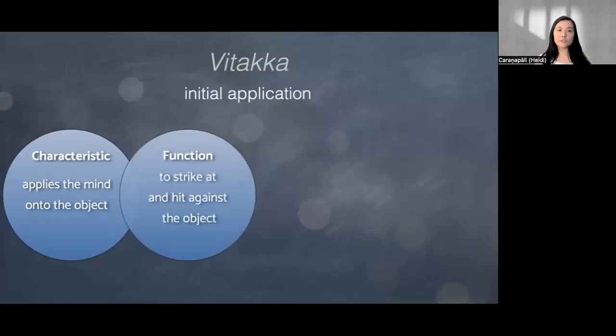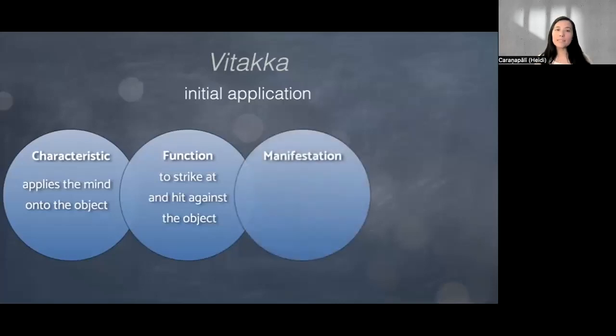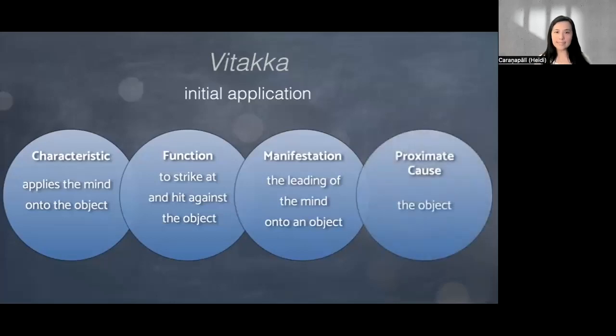Okay, so let's see its function. Its function is to strike and hit against the object. Meaning it puts the mind to the object, and then it touches, and then it hits again with the object. It's taking the object. And its manifestation is the leading of the mind onto an object. Sometimes the characteristic, function and manifestation are very similar. And its proximate cause is the object itself.